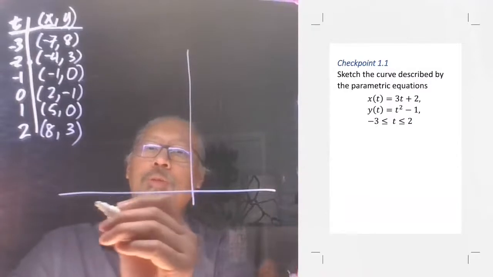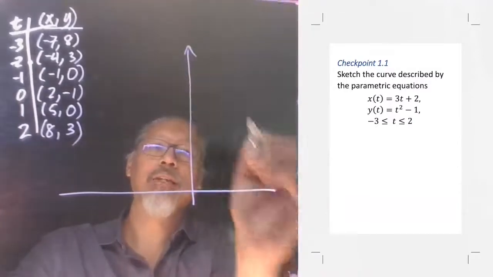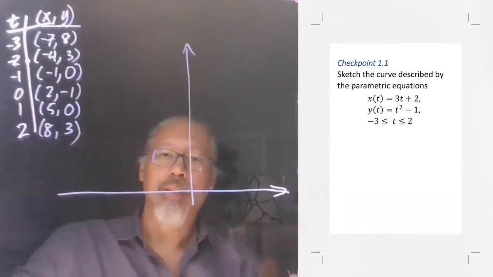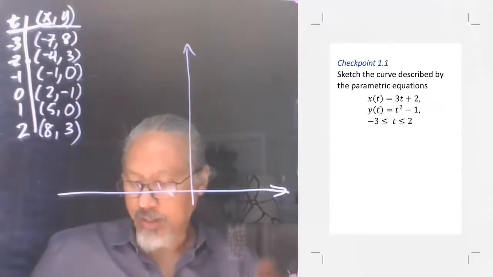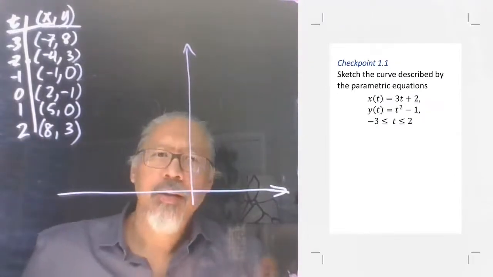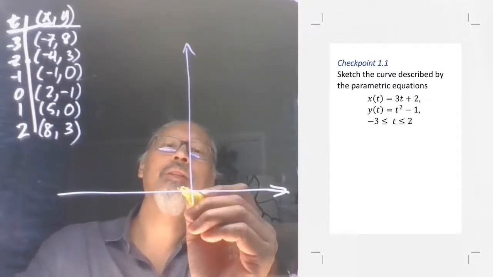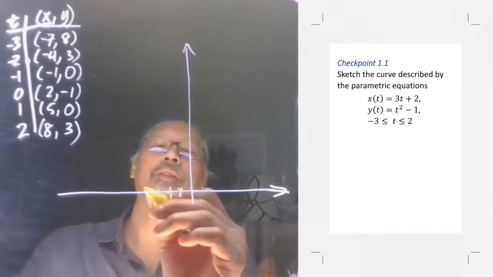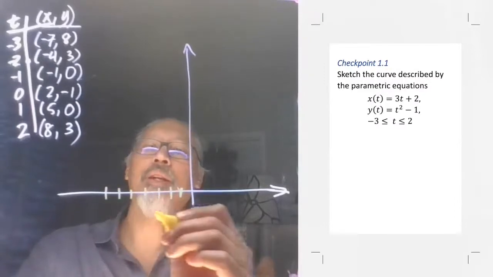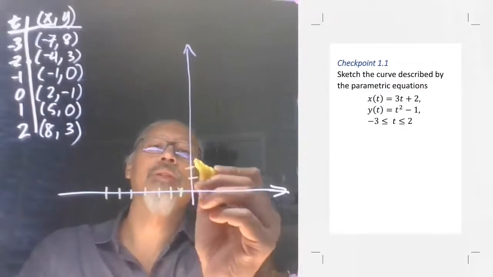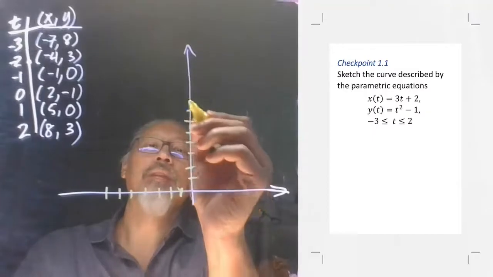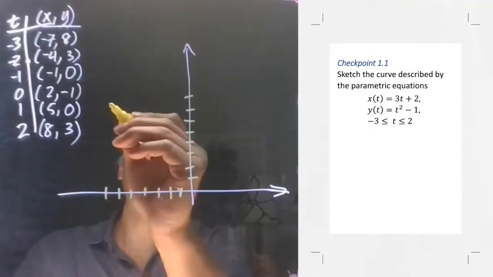I'm going to leave a little bit more room for the negative x values. It looks like it's going to go a little bit more negative. And we're just going to plot some points. So we're going to mark off 7 in the negative direction: 1, 2, 3, 4, 5, 6, 7, and let's go 8 going up. Negative 7 comma 8.